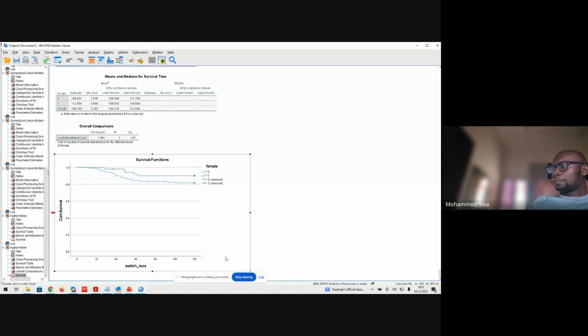So are we clear on this particular part? Do we understand now how to draw Kaplan-Meier curves and how to interpret them?